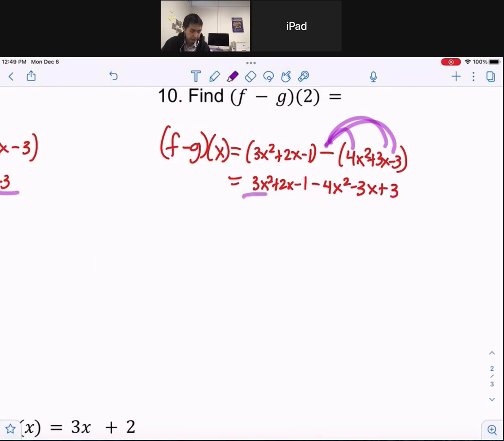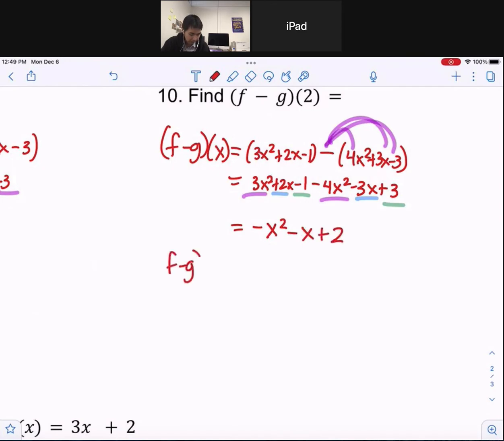And then combine like terms. So combine the x squared terms, combine the x terms, and combine your constants. So purple, 3 minus 4 is negative x squared. Blues, 2 minus 3 is minus x. Negative 1 plus 3, the greens, plus 2.